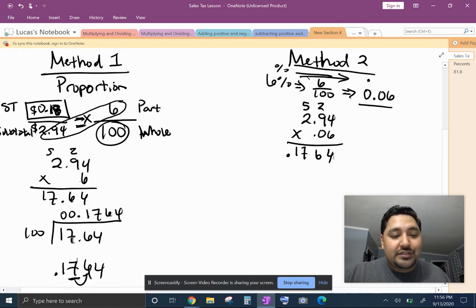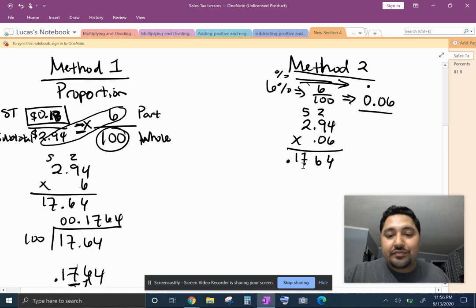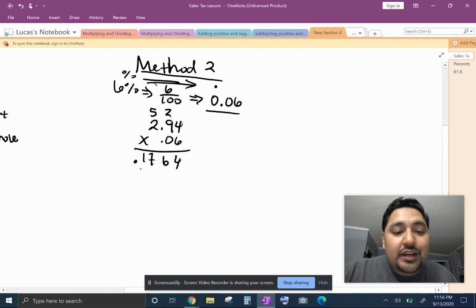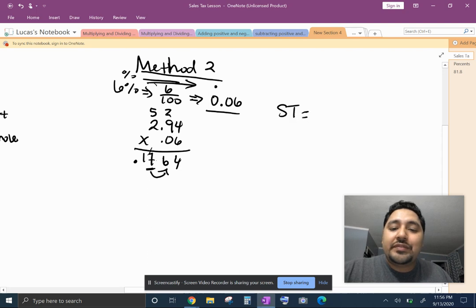So I have 1764 here. But when I'm talking about dollars, I only need to go to the hundredths place. So I need to look to this 6, the one that's right next to it to the right. And if it's 5 and above, I round it up to 8. If it's less than 5, like a 4, 3, 2, 1, or 0, I'm going to keep it at a 7. In this case, I need to round it up. So my sales tax here is equal to 18 cents.